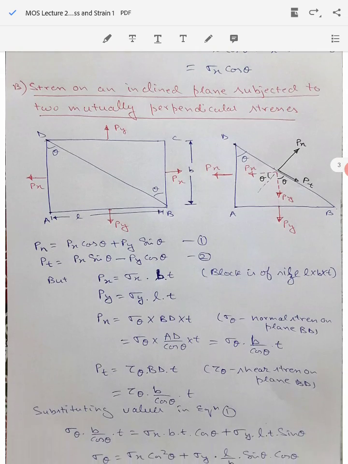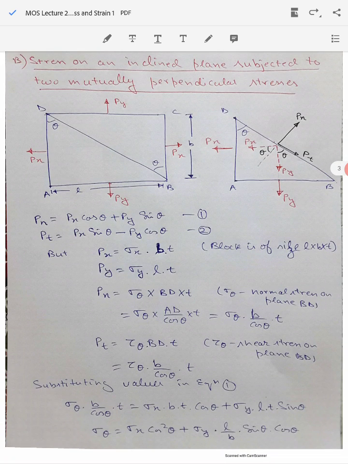Now let's talk about the stress on an inclined plane subjected to two mutually perpendicular stresses. So in this case, instead of one normal load, there are two normal loads which are acting in both the x and y directions, which are shown here as Px and Py. Okay, so you have a block here, ABCD. This is a kind of bar or rod, and there is a load of magnitude Px applied in the direction x. There is a load of magnitude Py applied in the direction y, and the length of the rod is L, which is given here.